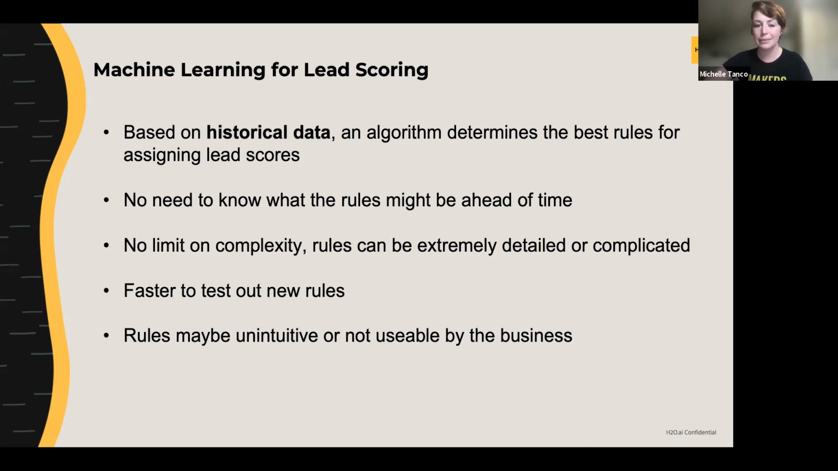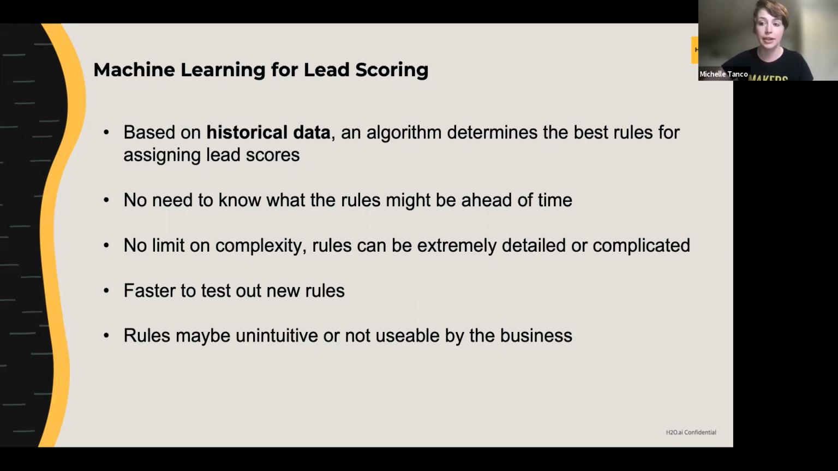But there's also not a limit on complexity. The rules can be very, very detailed. They can aggregate together 600, 700 different features about your customer all in one rule. And it's really fast to test out new rules or new models.